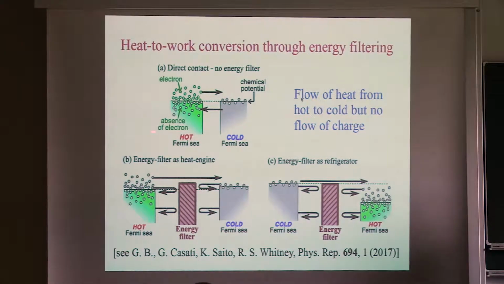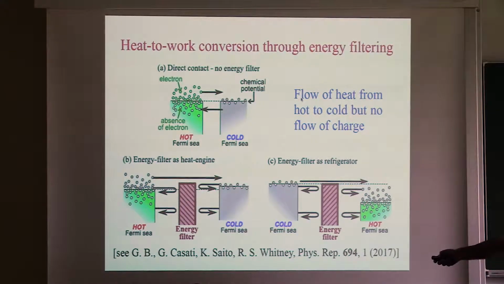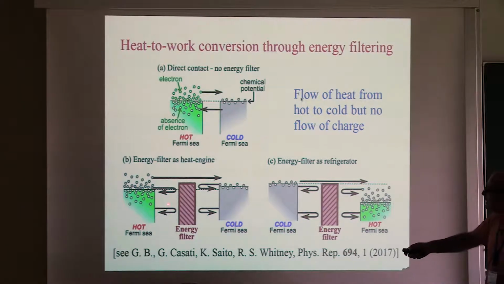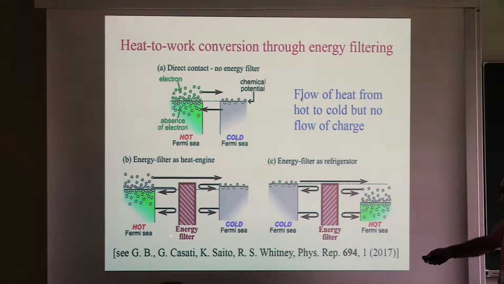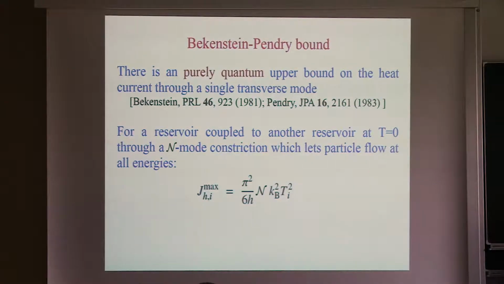If you have a contact between a hot and a cold reservoir and you do not put any energy filtering, then you have particle-hole symmetry. So you have a flow of electrons from hot to cold, and a flow below the Fermi sea from cold to hot. Overall you have heat flow but no flow of charge. If you also want a flow of charge, you have to put in some energy filter. Depending on how you set the voltage between hot and cold, it can work either as a heat engine or as a refrigerator. But anyway, you need some energy filter.